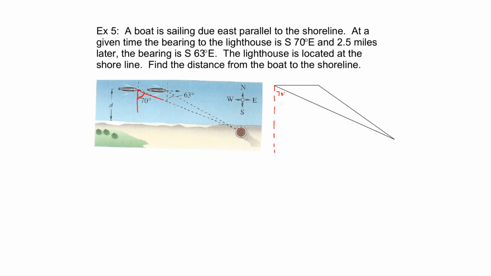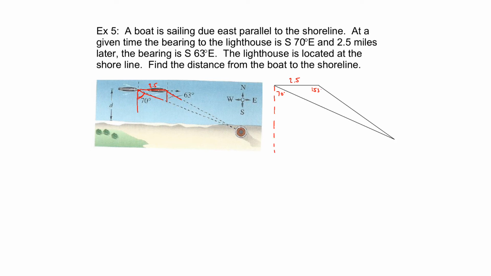And 2.5 miles later, as the boat is traveling, the bearing is south 63 degrees east. So on my triangle to the right, that's 2.5, and then south again 63 degrees east. On this triangle, it's this part, 63 degrees. But we have 63 degrees plus that 90-degree angle there. If you add those up, 90 plus 63 is 153. So this angle is 153 degrees.